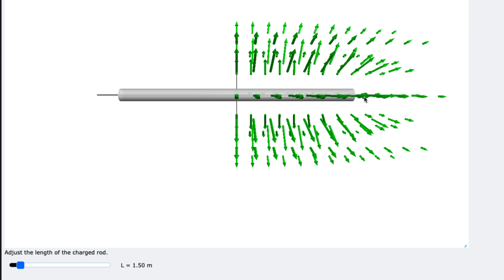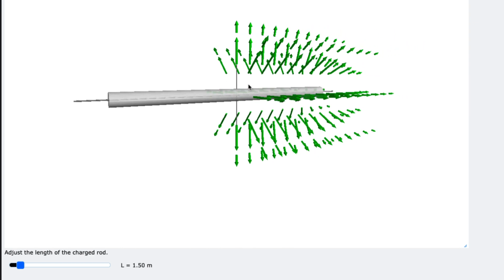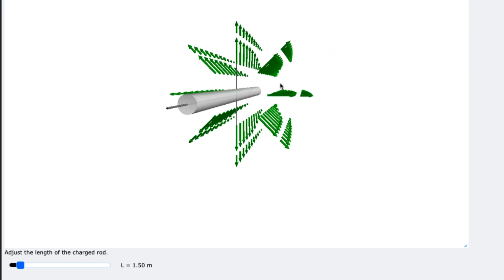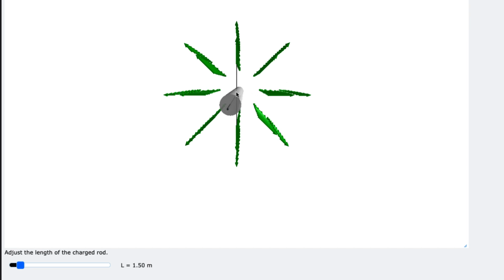This is more of a horizontal oriented line of charge. And if you look at these points straight along this line that's perpendicular to the line of charge, they're pointing straight in that direction. And this is more of a three-dimensional picture. So if I rotate this a little bit, you can see those points are pointing away from kind of the axis of the line of charge.